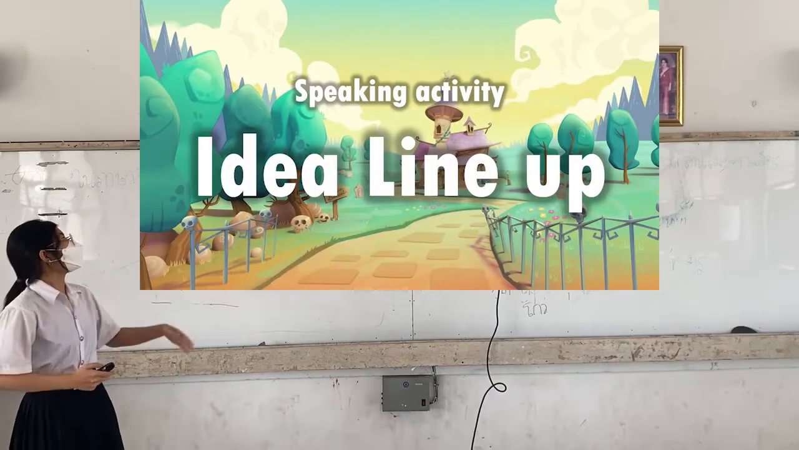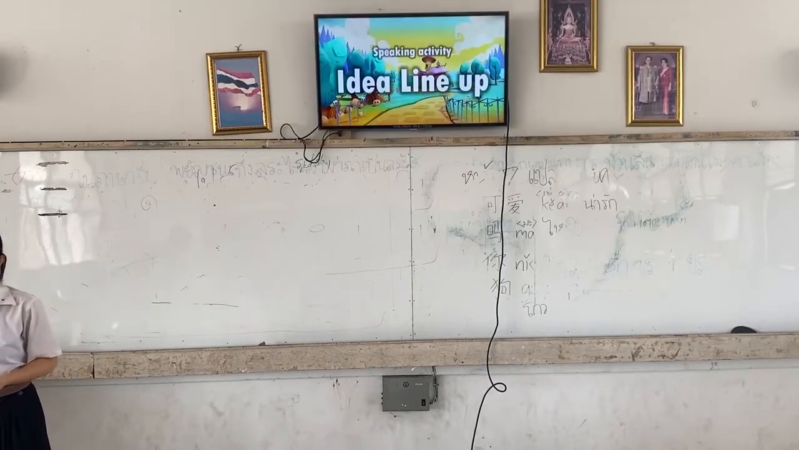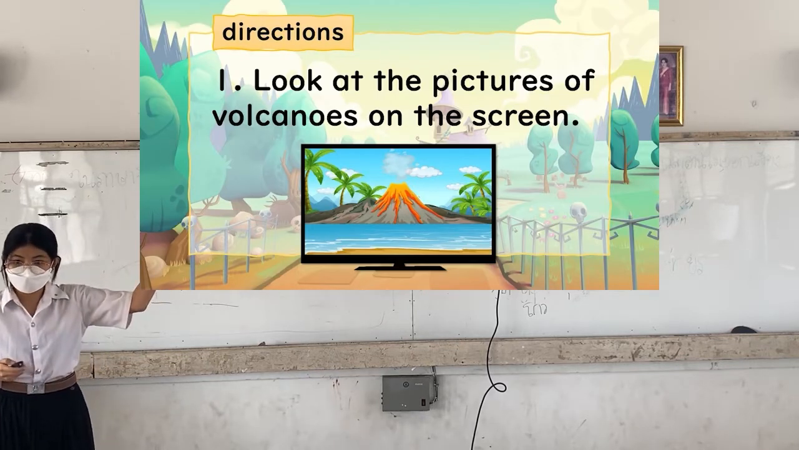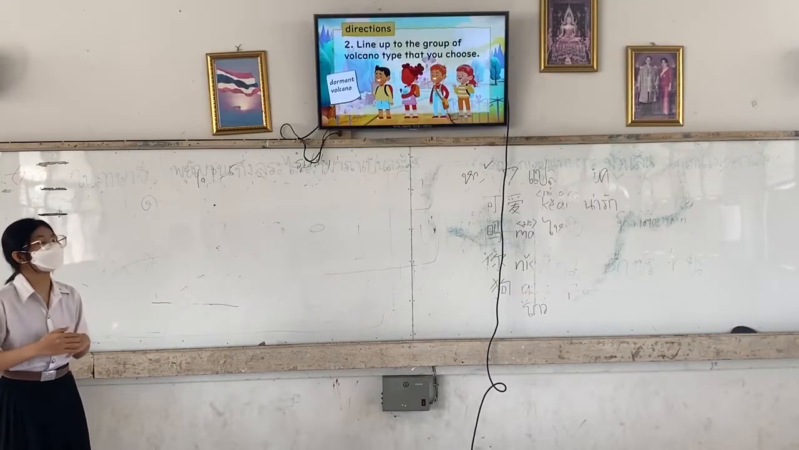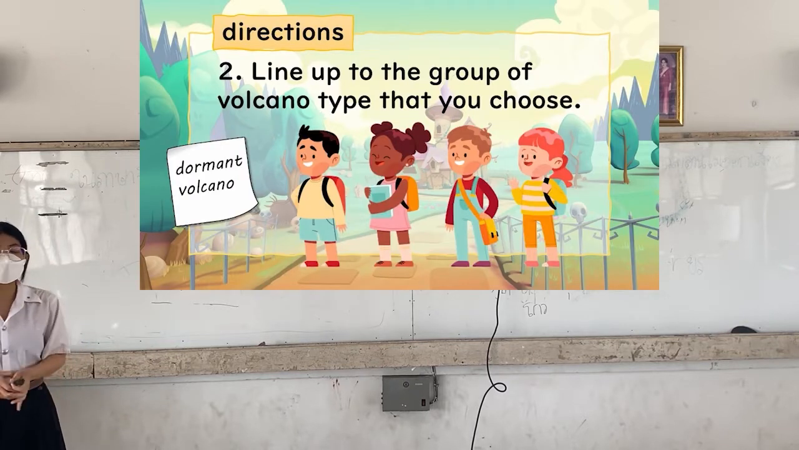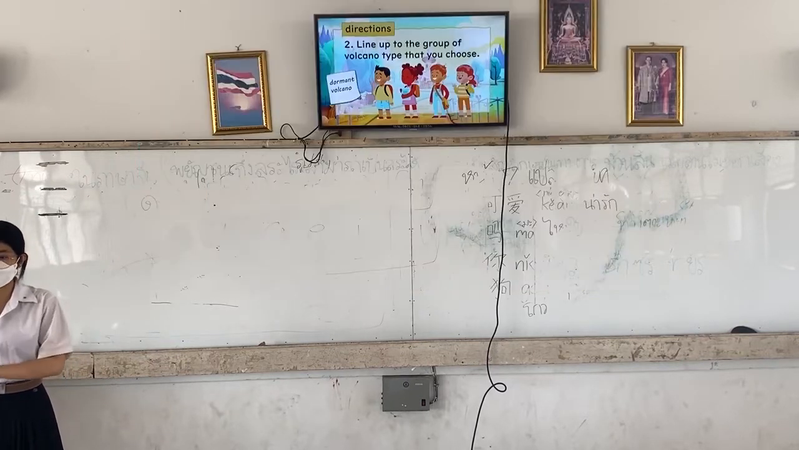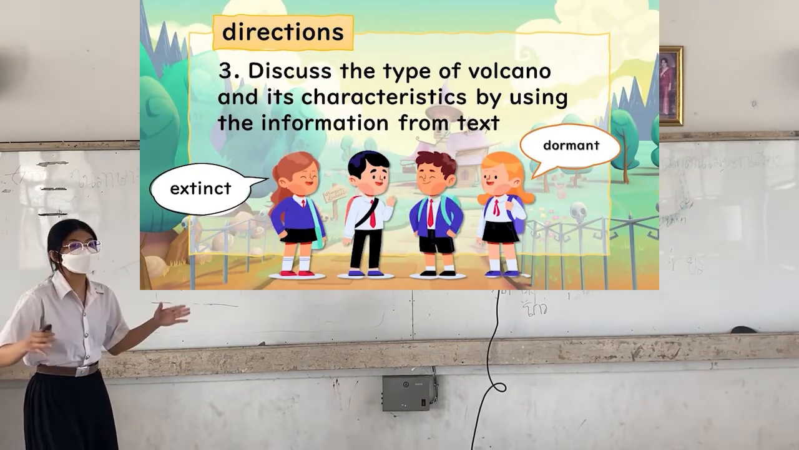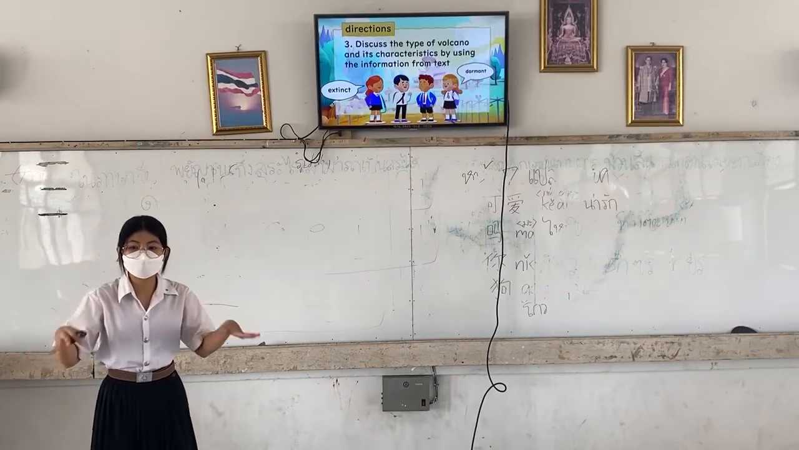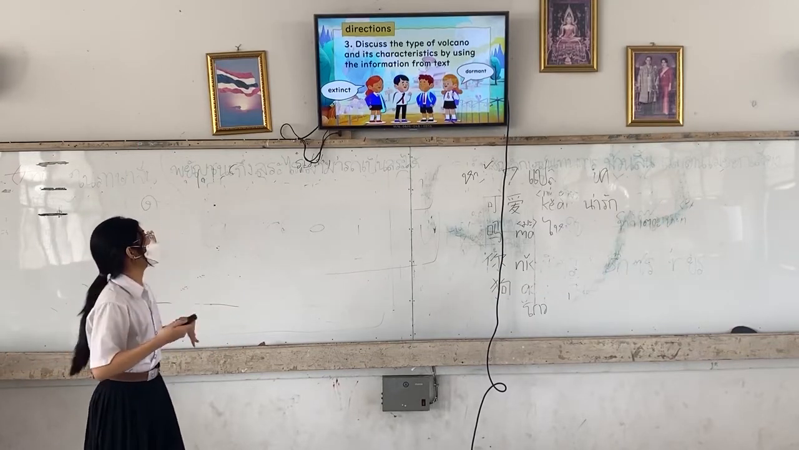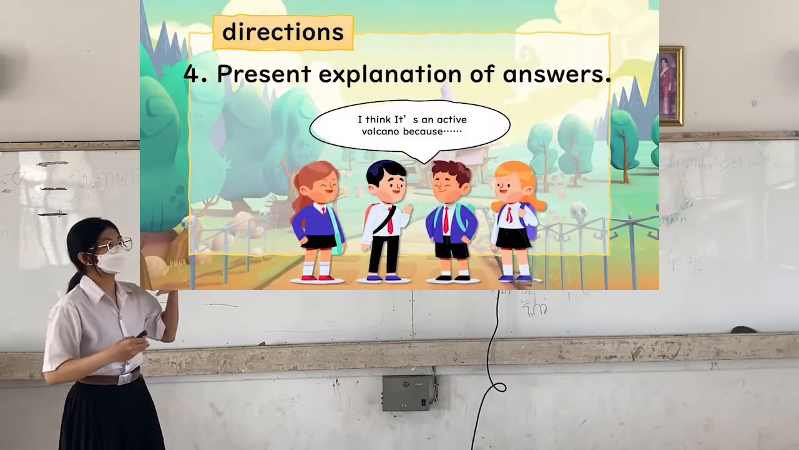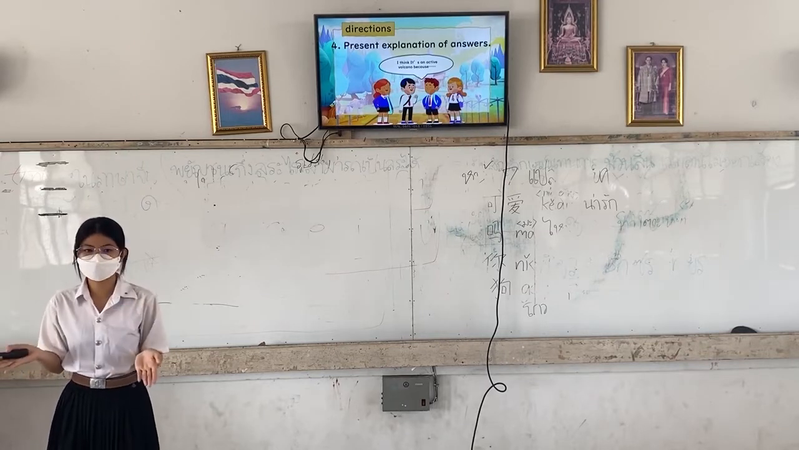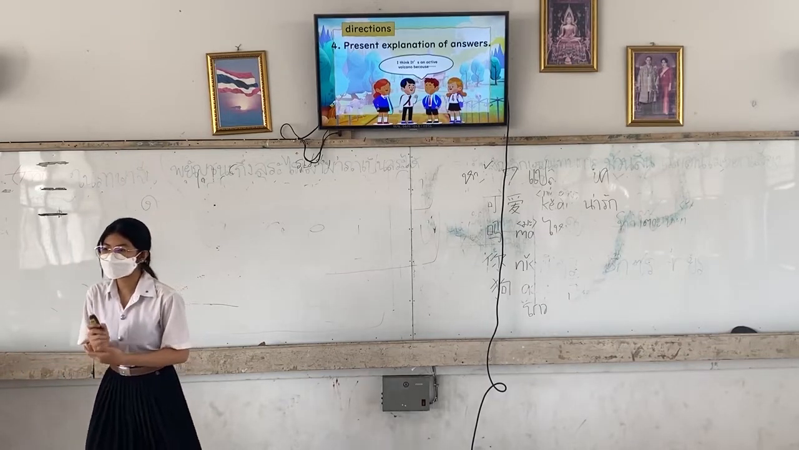Next activity is called idea layout. So listen to the directions carefully. First, you have to look at the picture on the screen, and then you have to line up at the group of volcanoes that you choose. Look at the picture, decide what type it is, and then line up at the answer that you choose. After that, you have to discuss the type that you chose in your group, and after that, you have to present your answer to me. Alright? Any questions? So, let's begin.